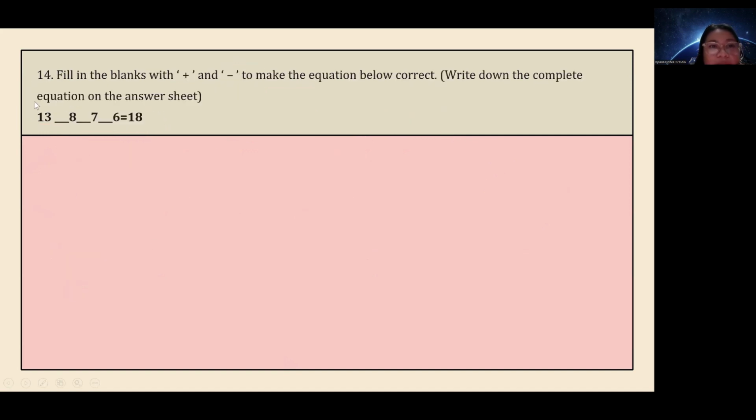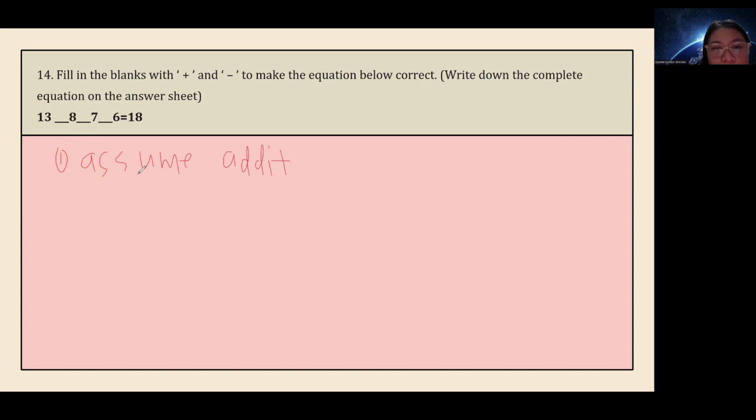Number 14. Fill in the blanks with plus and minus to make the equation below correct. Write down the complete equation on the answer sheet. So here you could do trial and error. But if trial and error is a hassle, very tiring to do, then we could follow this method. First, we would assume that the operation is only addition. So assume all operations to be addition.